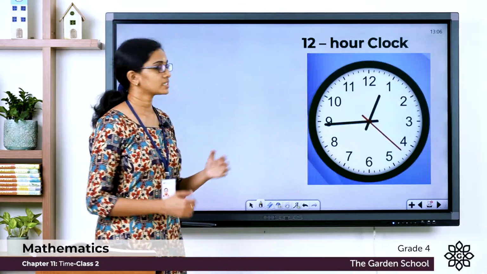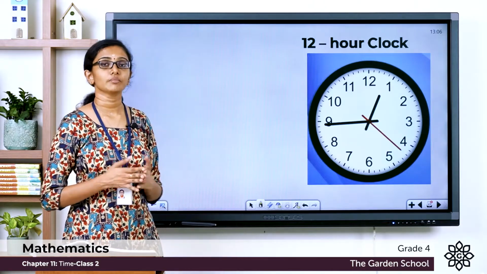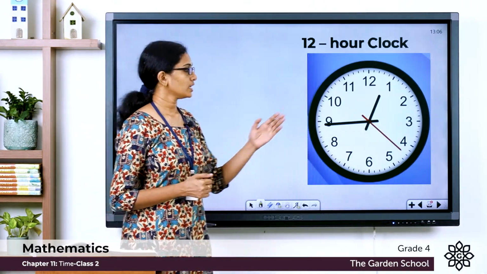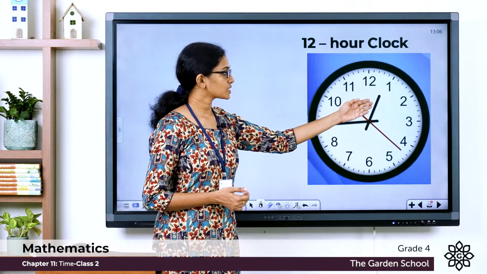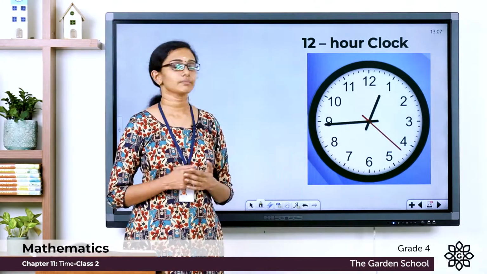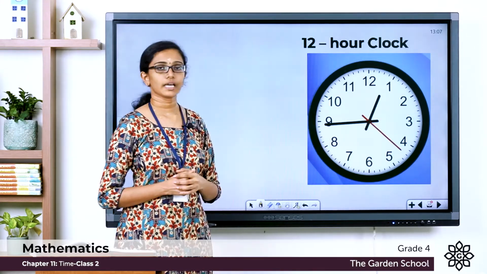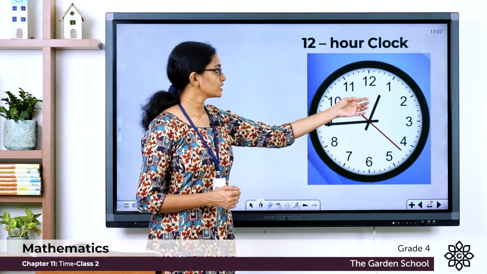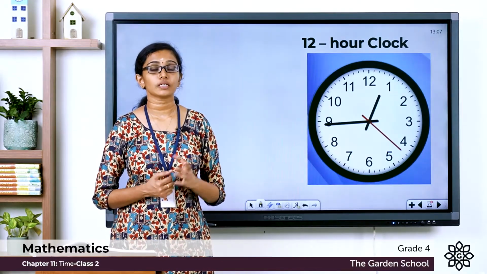So here you can see a 12-hour clock. And we know in the 12-hour clock, the numbers are represented from 1 to 12. So here, what is the time? Can you read the time? The hour hand is between 12 and 1 and hence the hour is 12, and the minute hand is pointing to the fourth division after 8. So what is the time? The time here is 12:44.